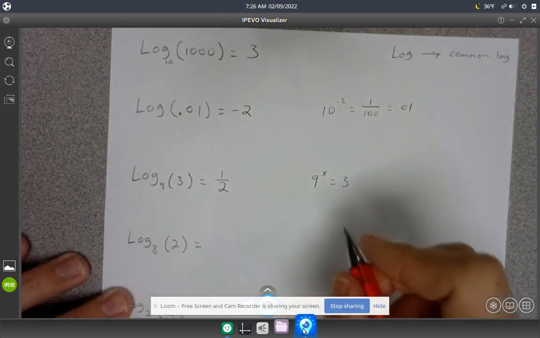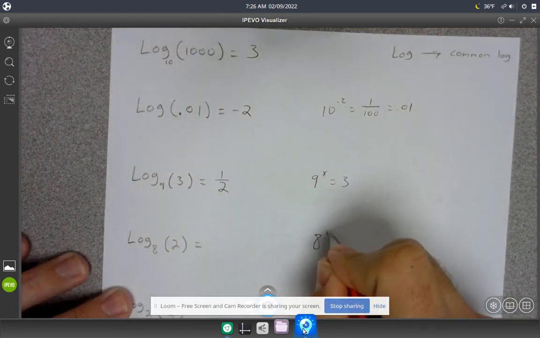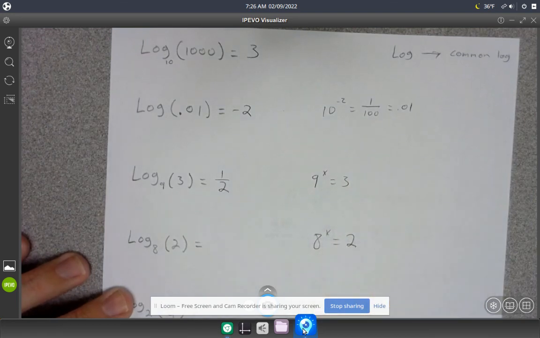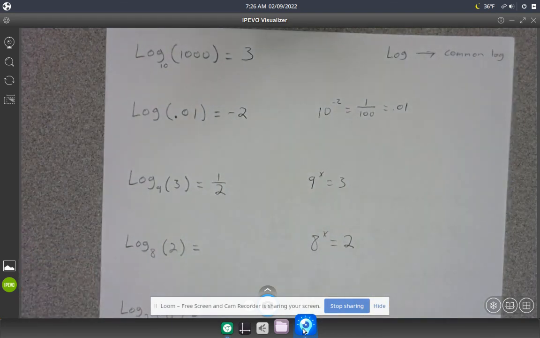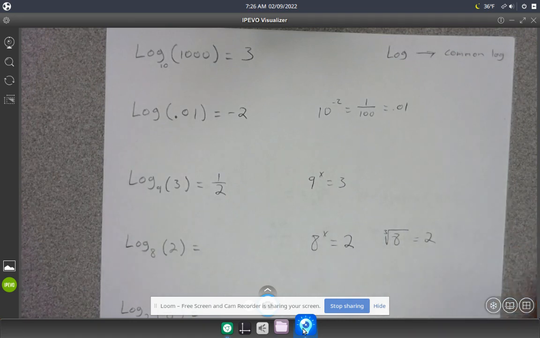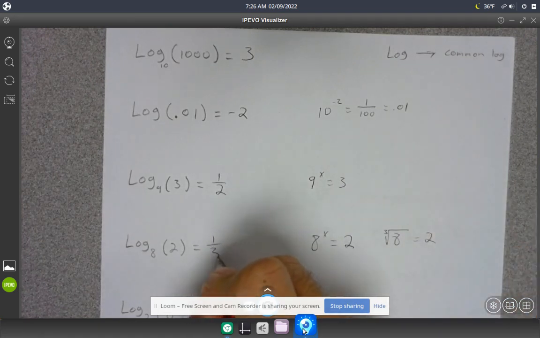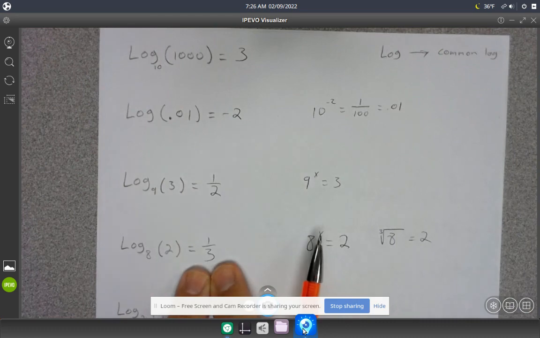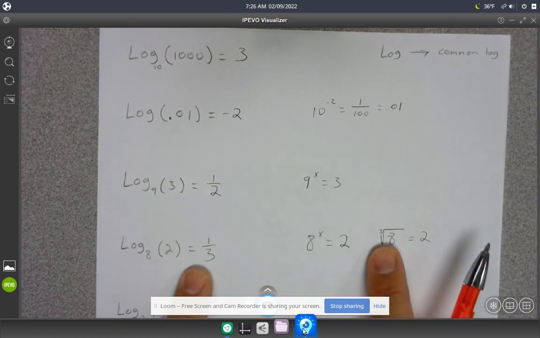All right, for this one, 8 to some power will give us 2. The answer here is going to be 1/3 because the cubed root, right? That's because the cubed root of 8 is equal to 2. And raising something to the 1/3 power is like taking the cubed root of it.